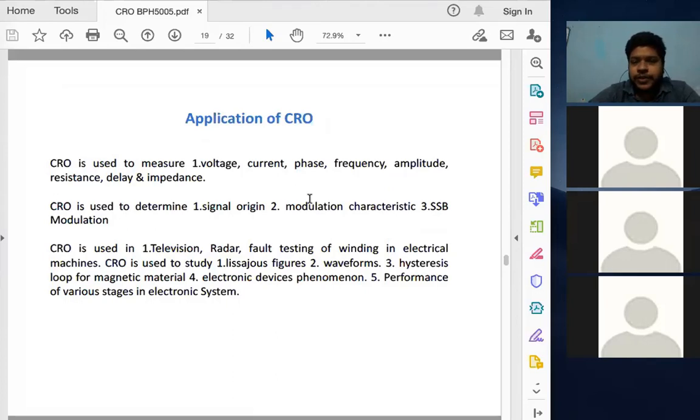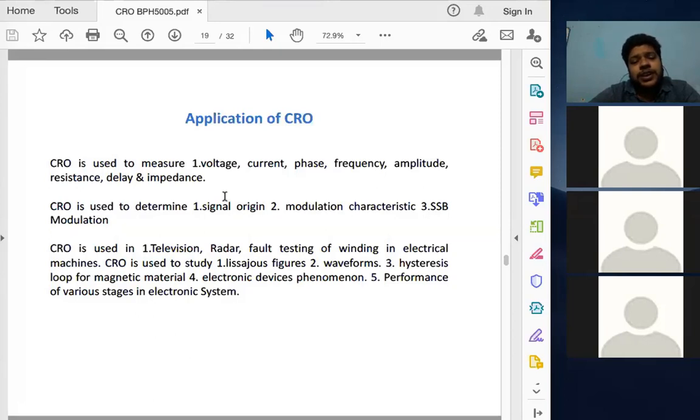First, when we introduced it, we talked about two things, where we talked that CRO can be used to measure voltage, current, phase. So here it tells what kind of things we can do.